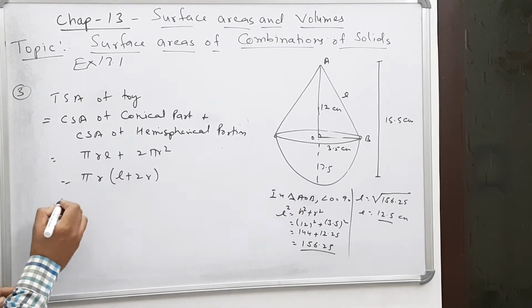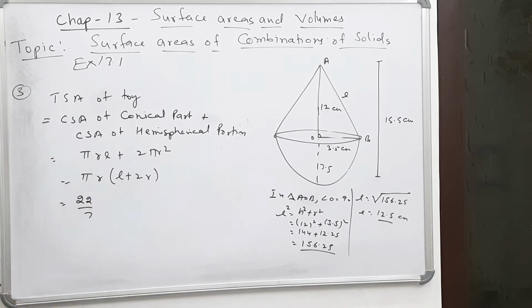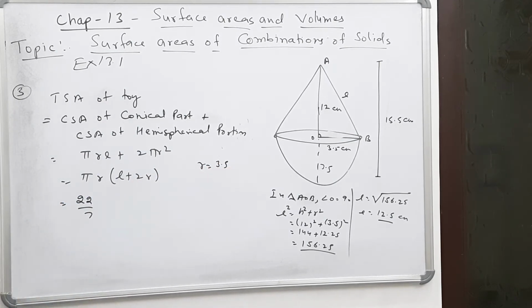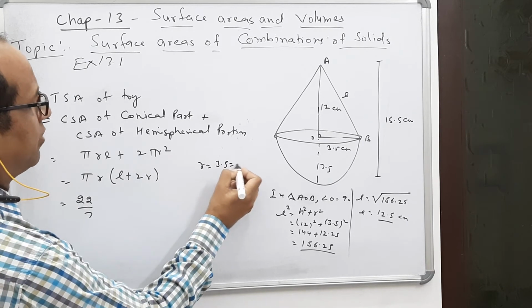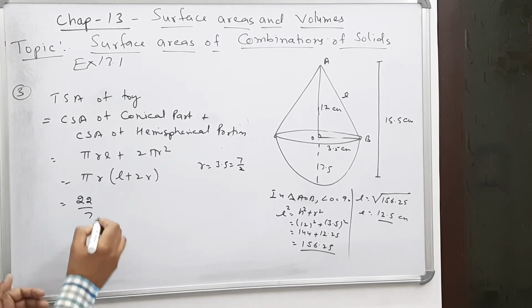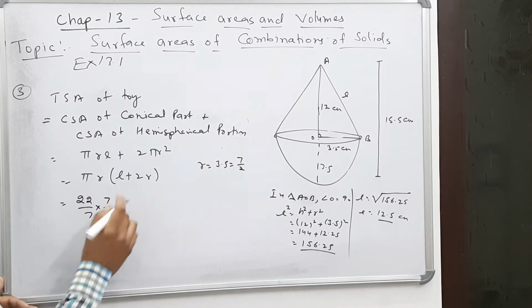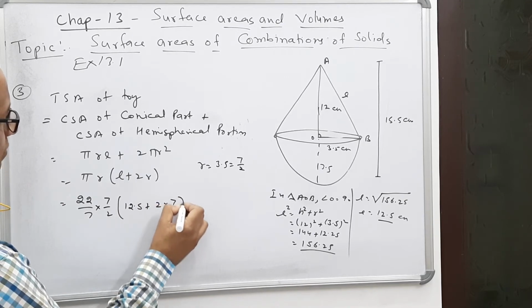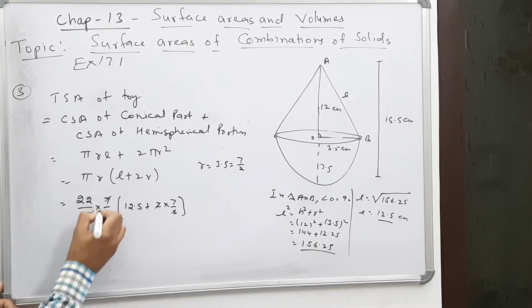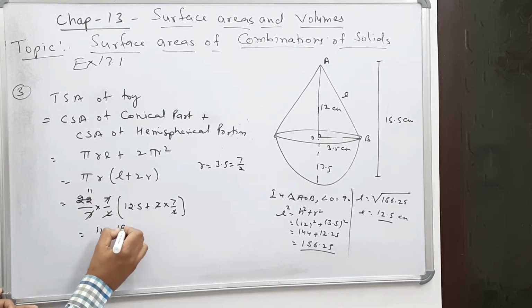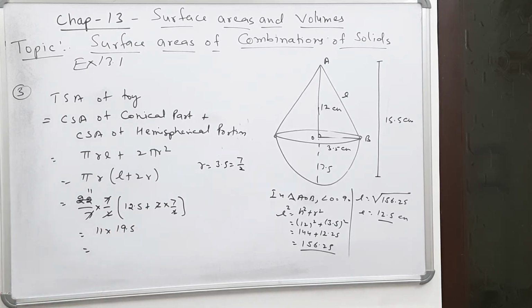Now I am putting these data here. So it is 22 upon 7. Now here I want to tell you one thing, very important: the radius is 3.5. Now if you want to make your calculations easy, instead of 3.5, better you write 7 by 2. 3.5 and 7 by 2 is the same only. The slant height is 12.5, plus 2 into 7 by 2. This 2 and this 2 cancel, this 7 and 7 cancel, so it is 11 into 19.5. Please see this part.